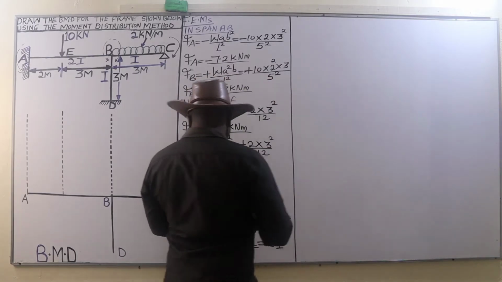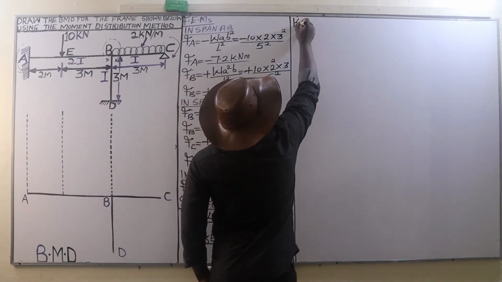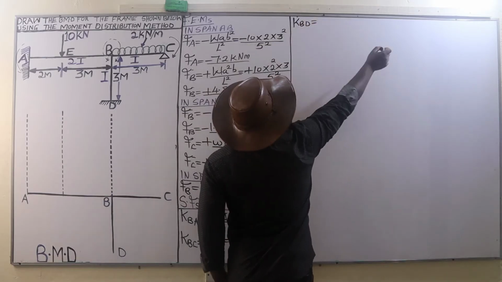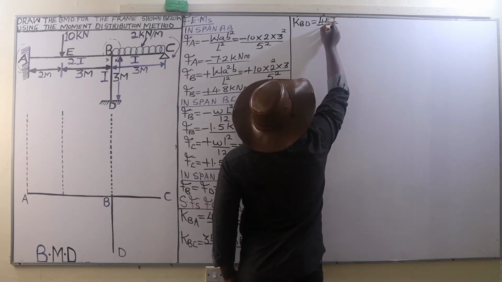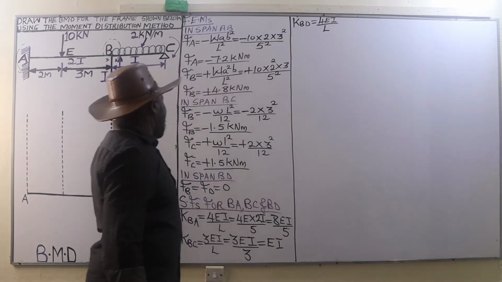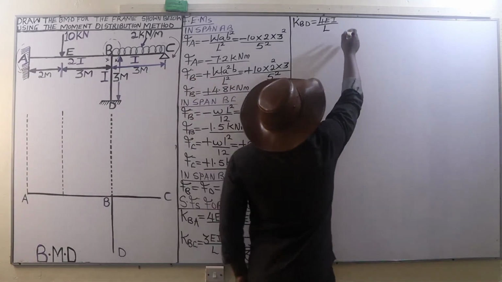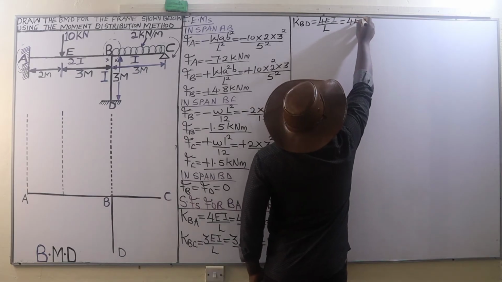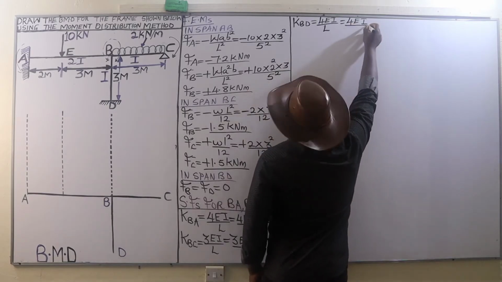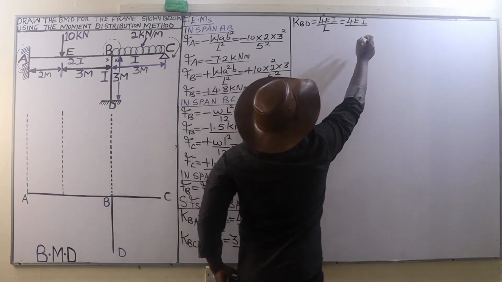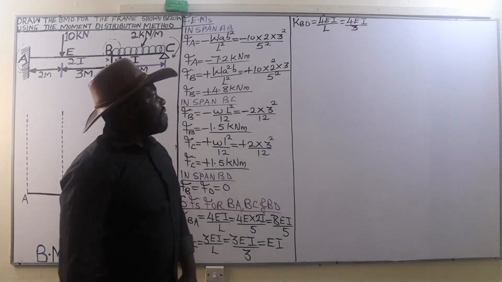Then we go to the stiffness factor for member BD. So KBD will be given by 4EI divided by L, since the beam is fixed at D. So this is going to give us 4EI, I is just single, divided by the span B to D, which is 3 meters. So that is going to be our stiffness factor for member BD.